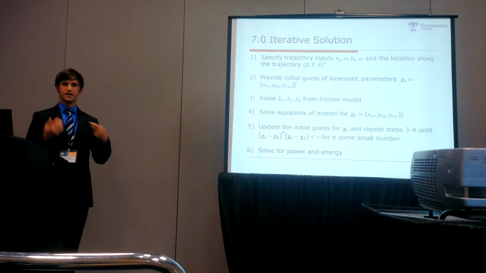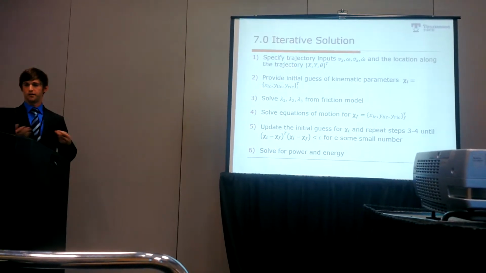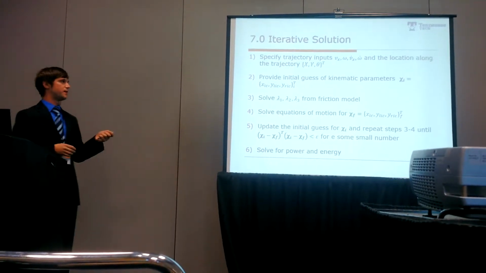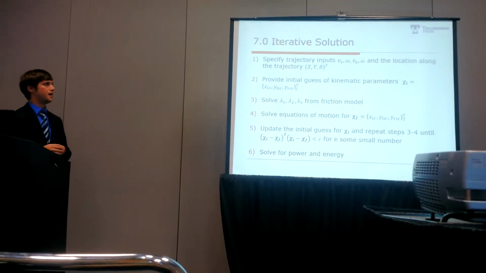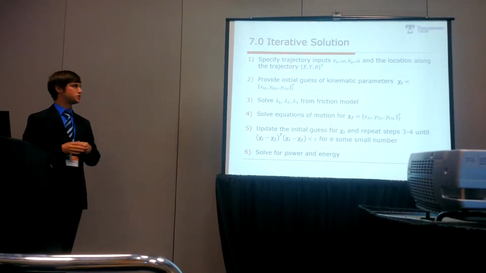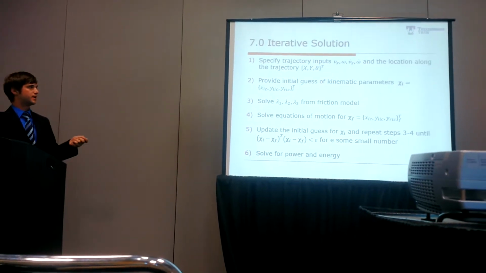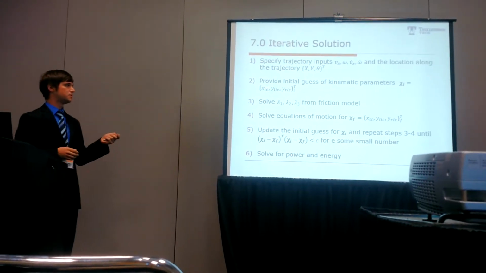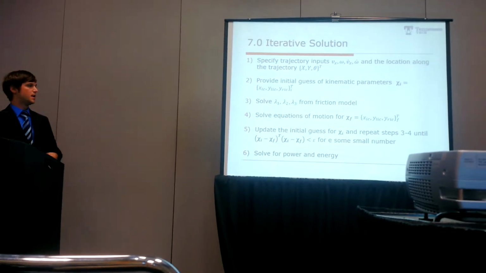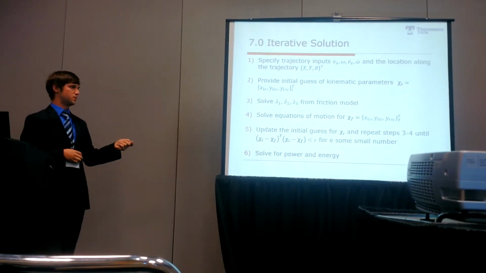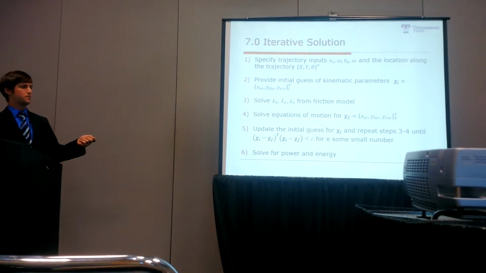So here we're going to suggest an iterative solution for solving our dynamic model. First, we can specify trajectory inputs of the chassis, velocity and acceleration. And then we also need our current global location. We'll then provide an initial guess of our slip kinematic parameters. We can use those to solve for the constraint forces from the friction model. And then we use that to solve for the equations of motion, and get the new set of slip kinematic parameters.